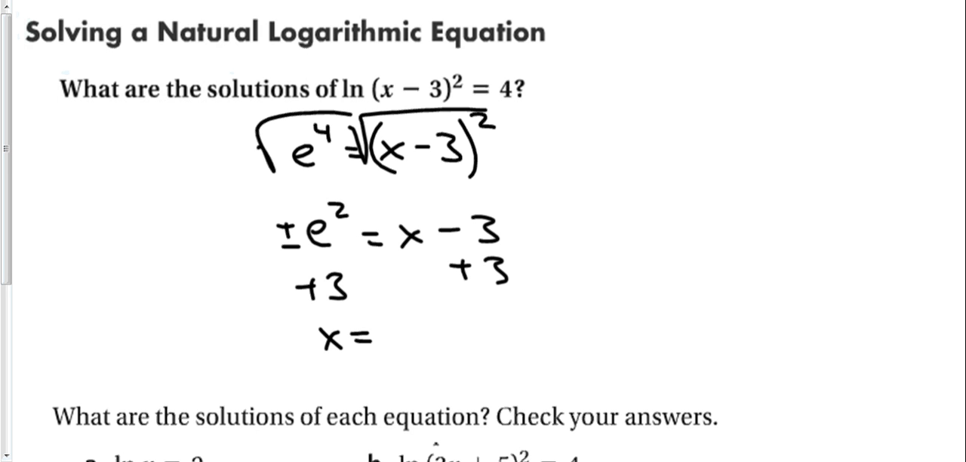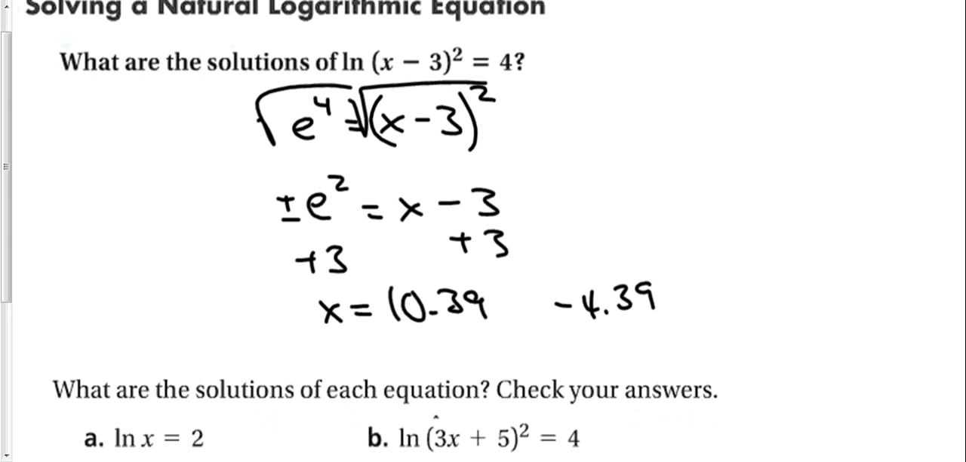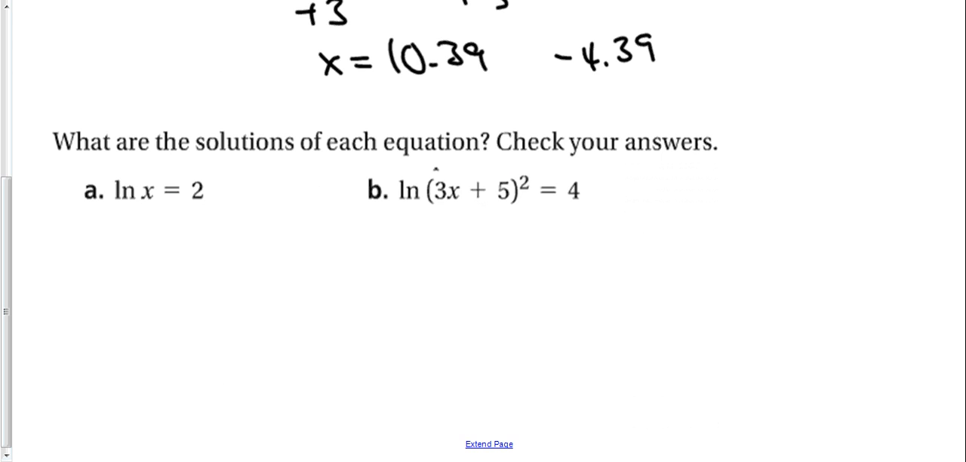About, use your calculator, 10.39 or negative 4.39. Either one of those are correct. Just by using the E button on your calculator, which on ours is above the LN button, above the natural log button. Let's try two more.